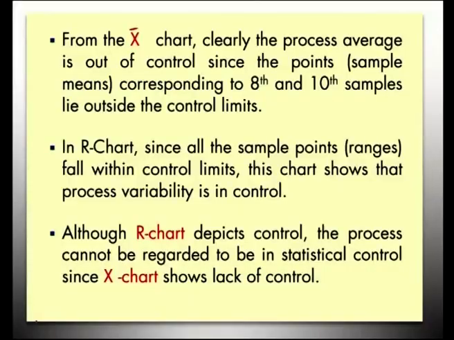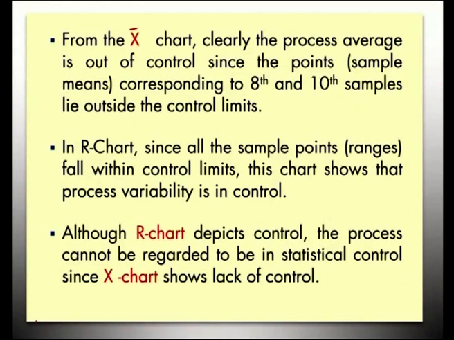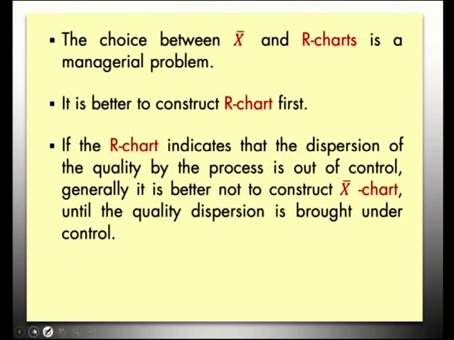In R chart, since all the sample points, that is ranges, fall within control limit, this chart shows that process variability is in control, whereas process average is out of control because of the ninth sample. Ninth sample is actually 112.4, it goes beyond 106.21. Therefore, particularly because of the ninth observation, we are able to say that process average is out of control. Although R chart depicts control, the process cannot be regarded as in statistical control since X bar chart shows lack of control. The choice between X bar and R chart is a managerial problem.